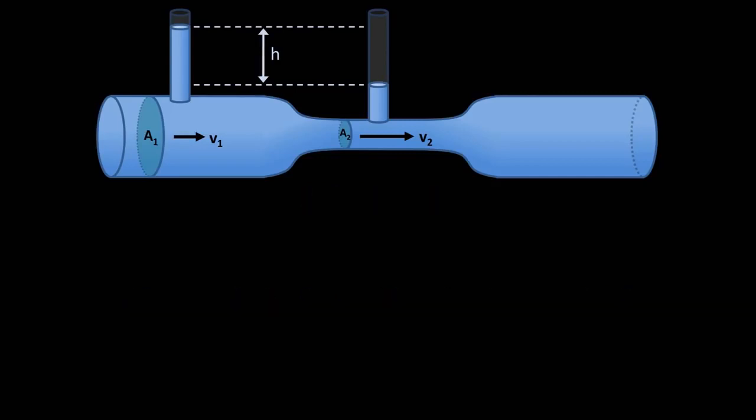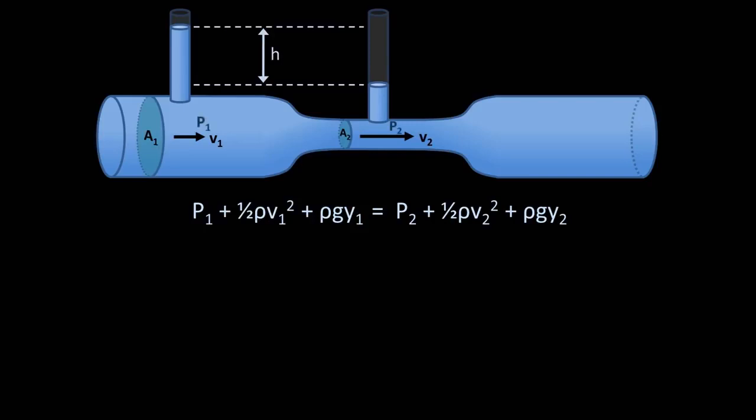So let's start with a complete Bernoulli equation. We see that although the pressures, that is P1 and P2, are neither given to us nor requested as part of the solution, we'll still need to include them along the way.